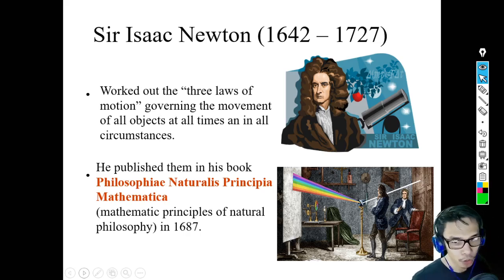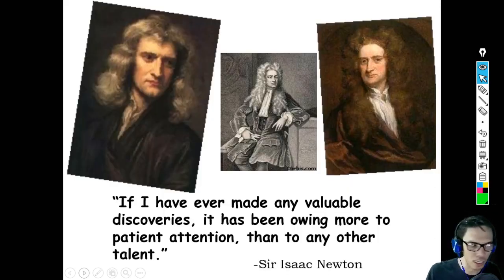He did all of this during his free time. Upon that, he published a book named Mathematical Principles of Natural Philosophy, in which the things that he discovered in math and science are written. What he said here is, "If I have ever made any valuable discoveries, it has been owing more to patient attention than to any other talent." What he is showcasing here is his patience and attention to detail in his observation. That is what made Isaac Newton very successful in his career. So that is Isaac Newton.